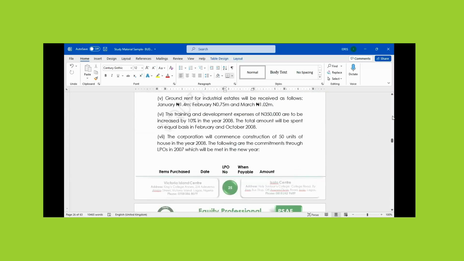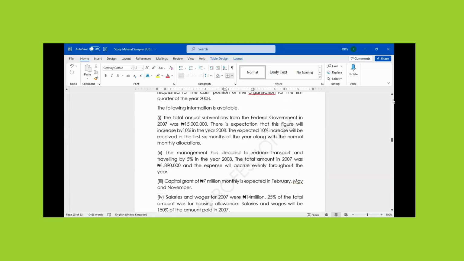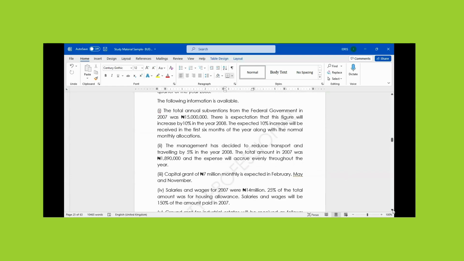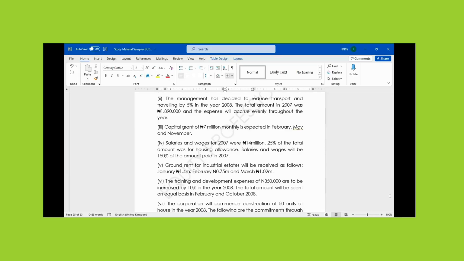The next one, note 4. What is note 4? Salaries and wages. Okay, what happened? For 2007 were 14 million. 25% of the total amount was for housing allowance. The salaries and wages will be 150% of the amount paid in 2007. Okay. Let's go to the solution.